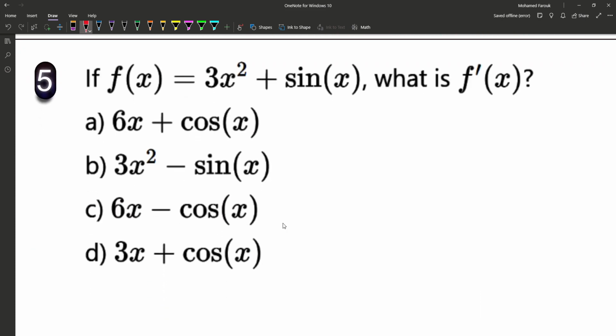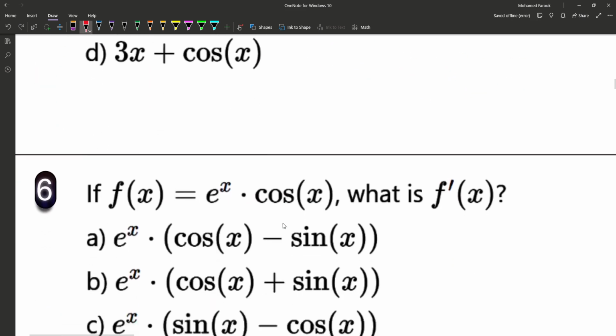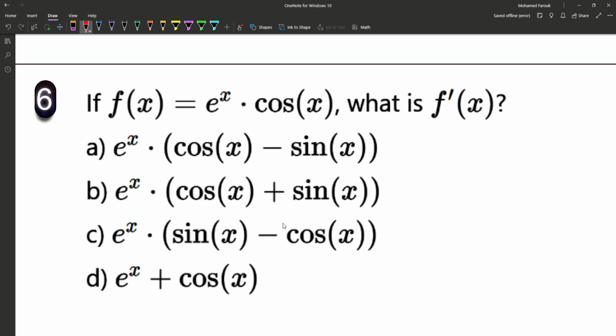You have an expression that consists of a power. You will use the power rule here, and you will get the derivative of sine here. So at first, let's solve this one. Multiply 2 by 3, it will be 6, and then subtract 1 from 2, it will be power 1, and then the derivative of sine will be cosine, so it will be cosine x, so it will be letter A. Next one.